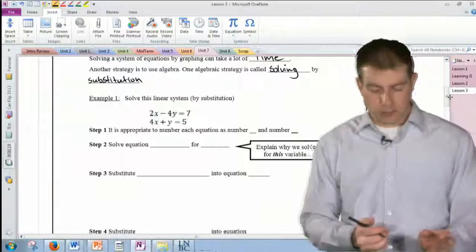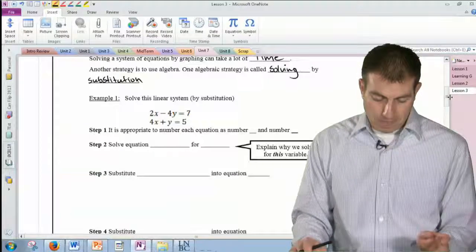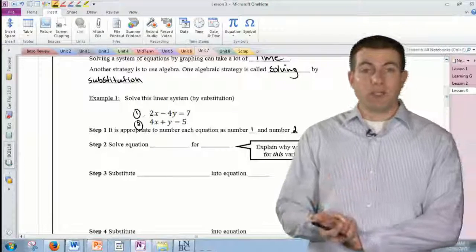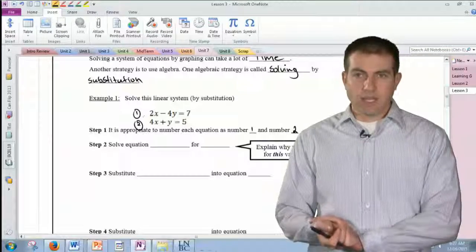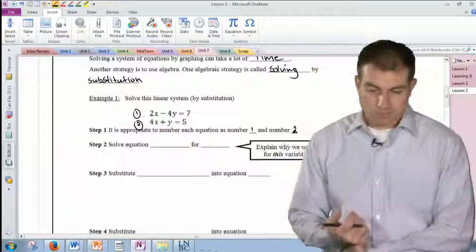So here's our two equations. We have 2x minus 4y is 7, 4x plus y is 5. It is appropriate to number the equations 1 and 2. Just the process that we always do to make sure we don't confuse our lines or anything like that. Once we start multiplying them, things get a bit confusing perhaps. I'm just going to go through the example and I think you'll be able to kind of follow. It's not terribly confusing or anything like that.